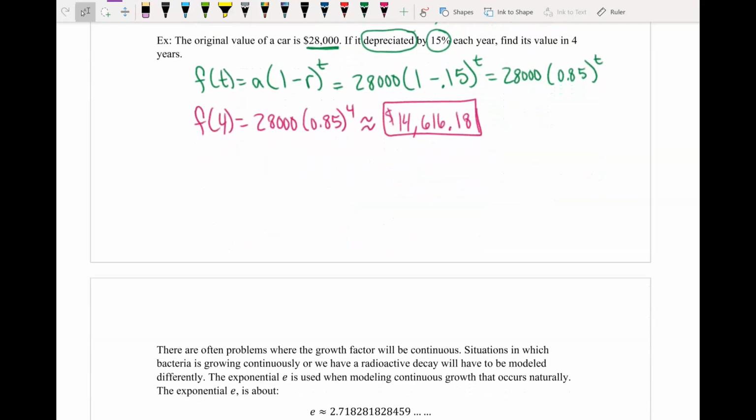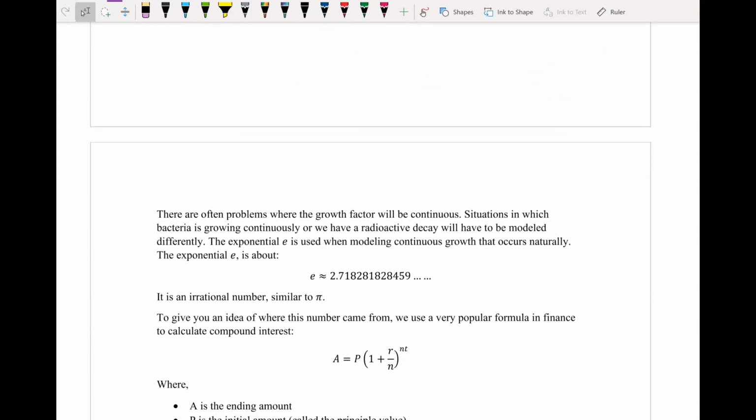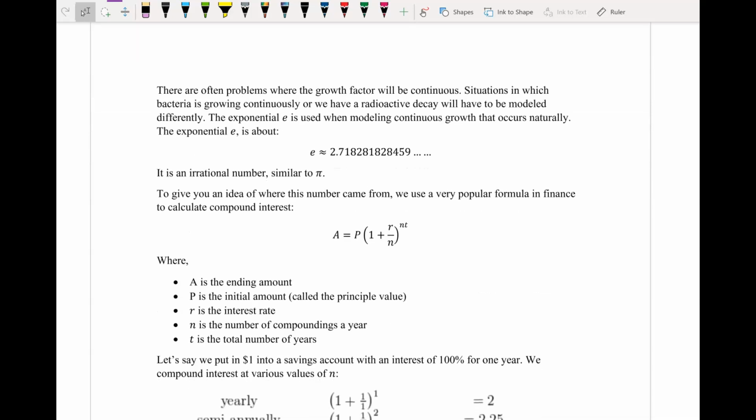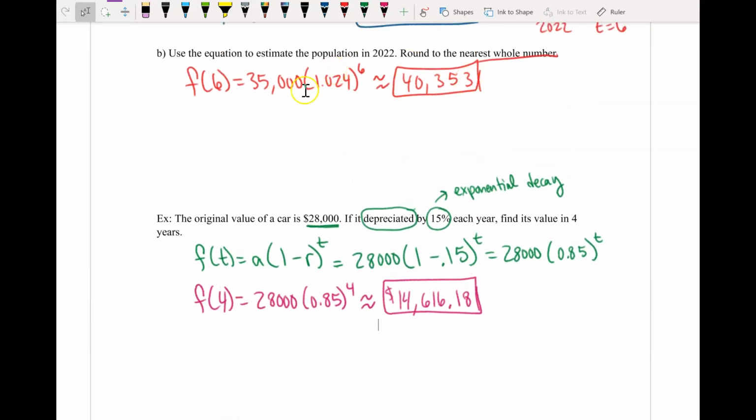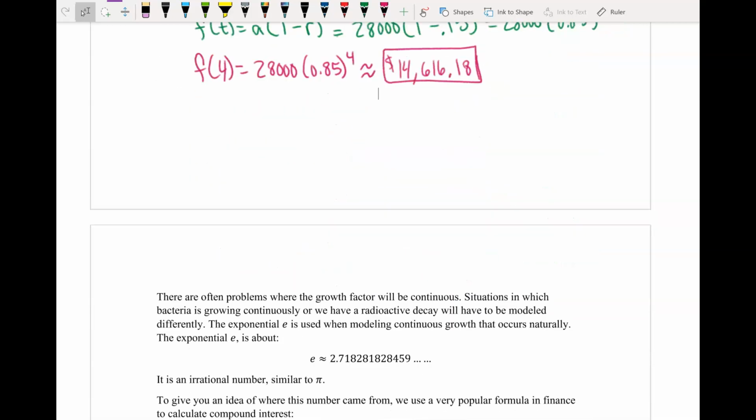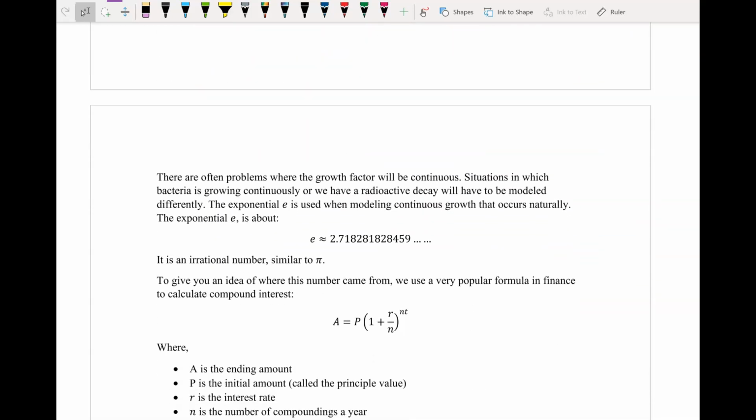All right. Now let's take a look at these next things. There are going to be some problems where sometimes there's not a fixed rate at which something is growing or depreciating. Sometimes it's growing continuously. Usually these types of problems can be like bacteria, for example. Bacteria tend to grow not at a particular rate. They tend to just grow and grow and grow. And that's usually what we call exponential or continuous growth.